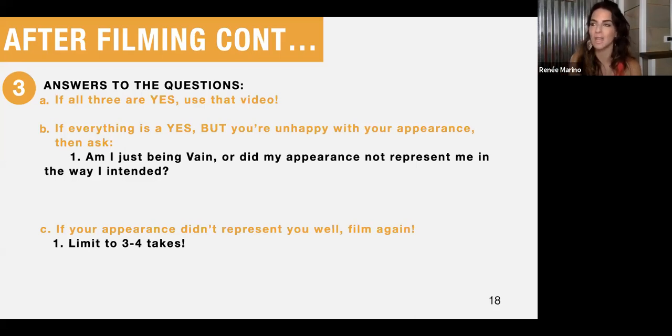Don't overthink it because it's very easy to do. Take it from this girl. So when you just limit it to 3 to 4 takes, you give yourself a cutoff and you move on. Okay?